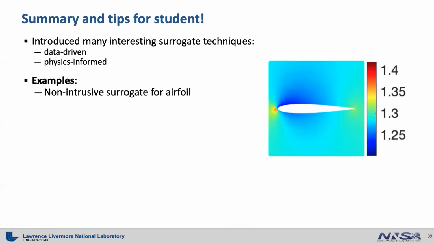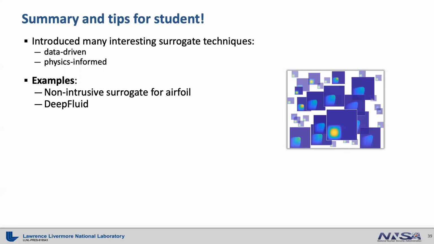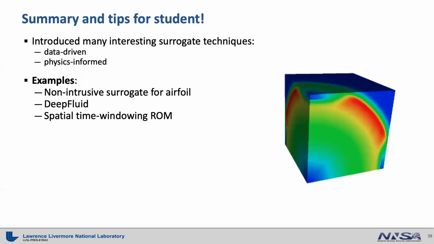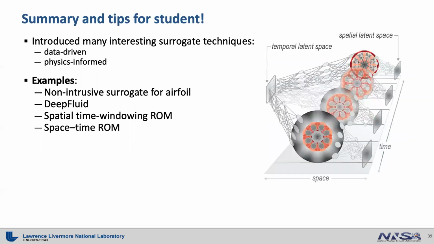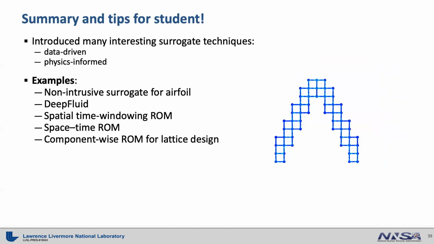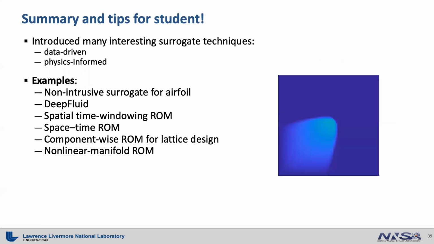The examples I have shown you are non-intrusive surrogate models for airfoil, the black box approach applied to Burgers' equations, the time-windowing reduced order model applied to shape blast problems, the space-time reduced order model that achieves around 7,000 times speedup for a large-scale transport problem, and the component-wise reduced order model for lattice structure design. And finally, the nonlinear manifold reduced order model that achieves a speedup with great accuracy for advection-dominated simulations.